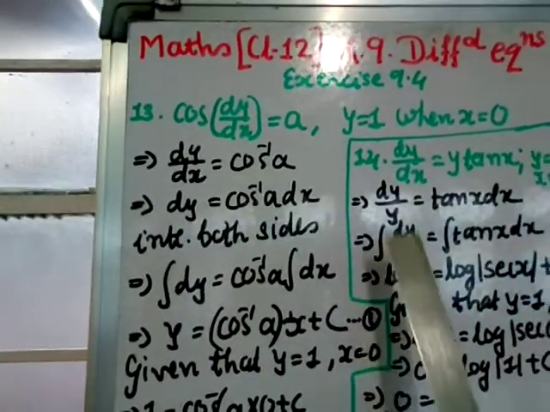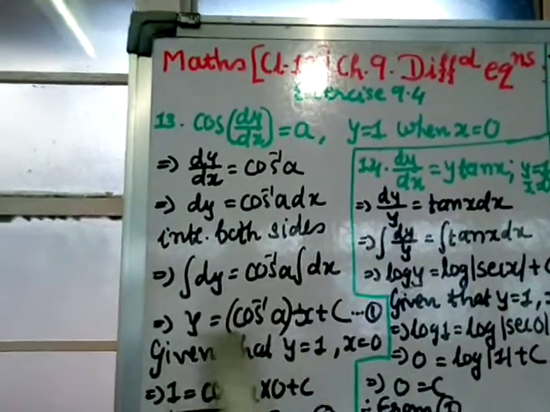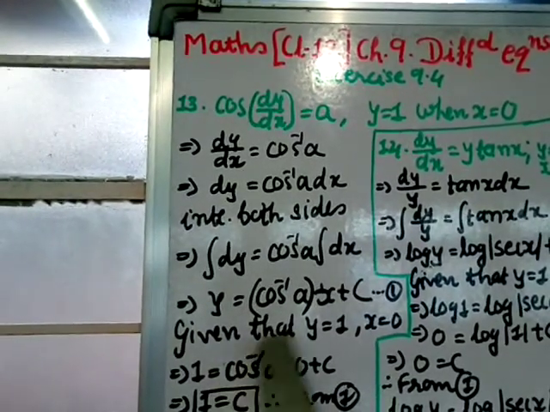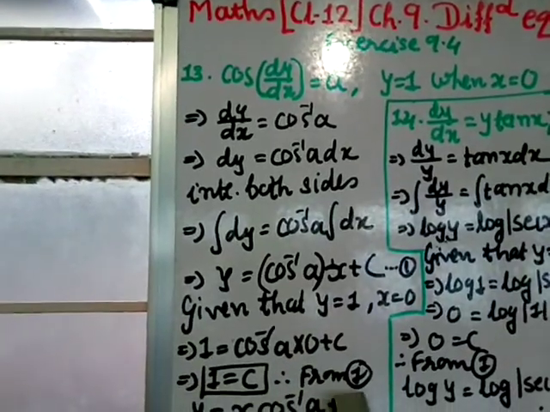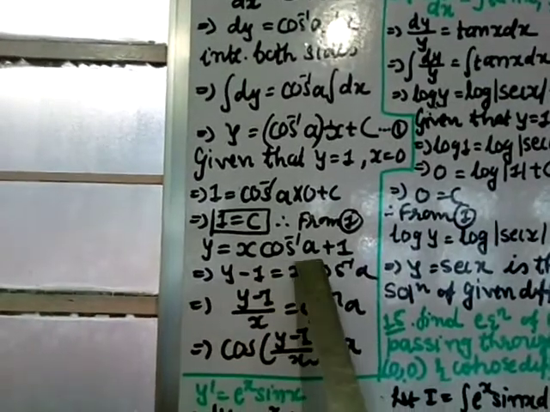Call it number 1. Now you are given that y = 1 and x = 0. So we put the value y as 1 and x as 0. So put here 1 = cos inverse a into 0 plus c. So this value goes 0, so c equals 1. So the value of c is 1. Put this in equation 1. So y = x cos inverse a plus 1.